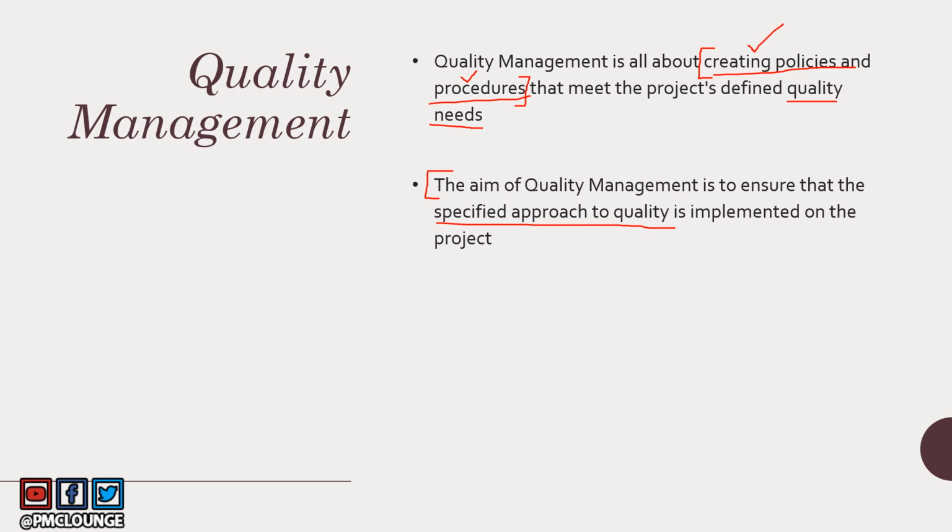Now, the aim of quality management is to ensure that the specified approach to quality is implemented. When you are creating and defining policies and procedures, you have essentially created an approach to quality, how you're going to achieve and meet the quality needs. So you have an approach in place from point number one. And the aim of quality management is to make sure that the approach that you have defined is implemented on the project so that the end product of the project is high quality. It meets the quality needs.